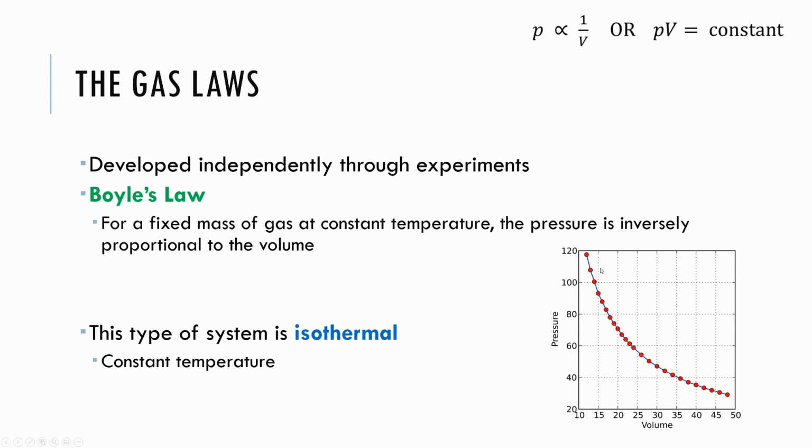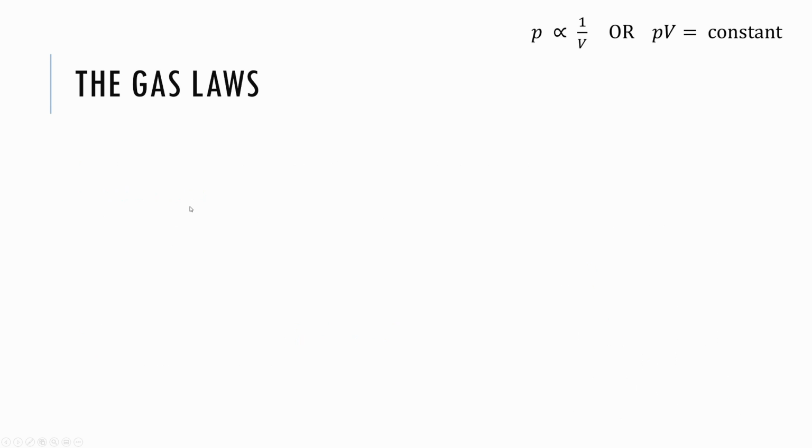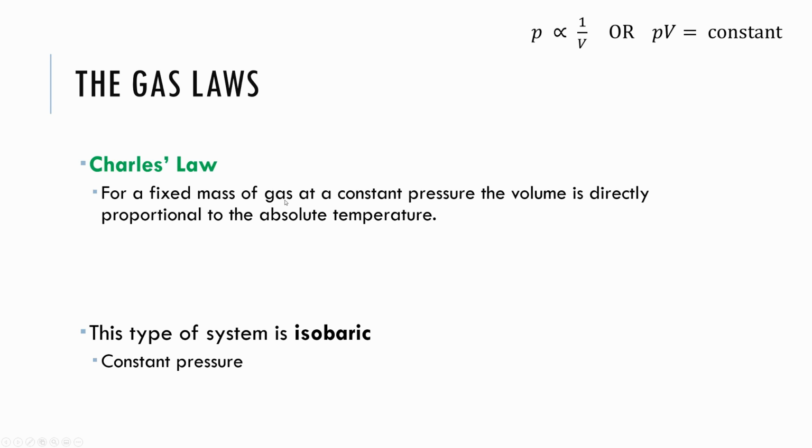I would get some kind of graph that looks like this if I were to plot pressure versus volume. So as I increase the volume of a container, the pressure goes down, and vice versa. Again, it's important that we control everything else, so we would call this an isothermal system. This works assuming that the temperature is staying the same, because temperature is another factor that can affect things. The pressure and volume are inversely related. That's Boyle's law. Let's look at some others.